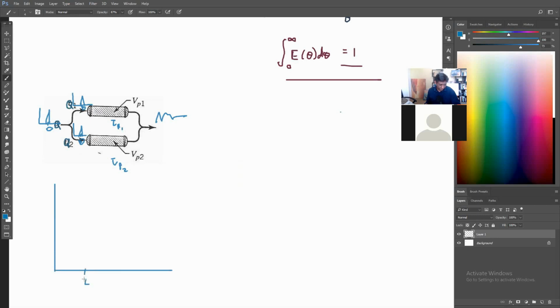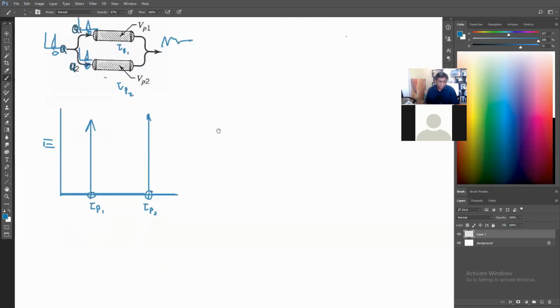So we will see tau p1 here. And let's say tau p2 is there. It doesn't have to be. Tau p2 could be before tau p1. We are just arbitrarily choosing this here. So there's E, and then it's going to be zero up to this point. Then there's a spike here, going off to infinity there. And then it's zero after that. And then just at tau p2 again, pushing off to infinity. So it's just this superposition of these two. So that's your PFRs in parallel.